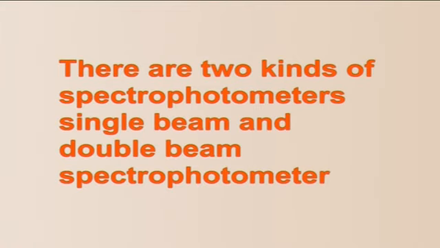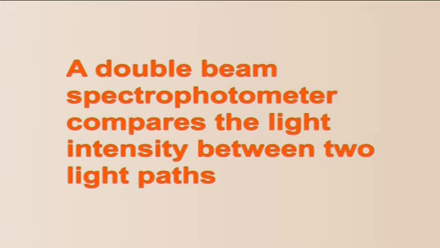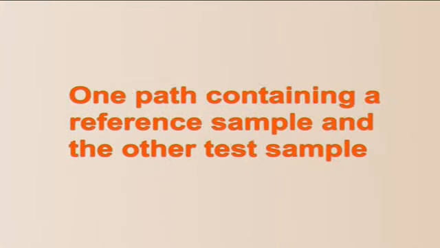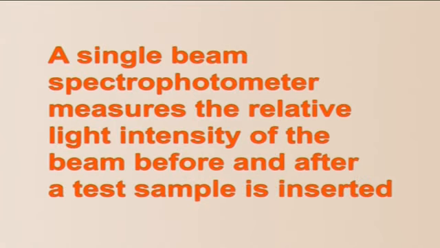There are two kinds of spectrophotometers, single beam and a double beam spectrophotometer. A double beam spectrophotometer compares the light intensity between two light paths, one path containing a reference sample and the other test sample. A single beam spectrophotometer measures the relative light intensity of the beam before and after a test sample is inserted. A double beam machine makes a comparison reading easier and more stable, but a single beam machine can measure a wider range of light frequencies, have simple optical systems and more compact.